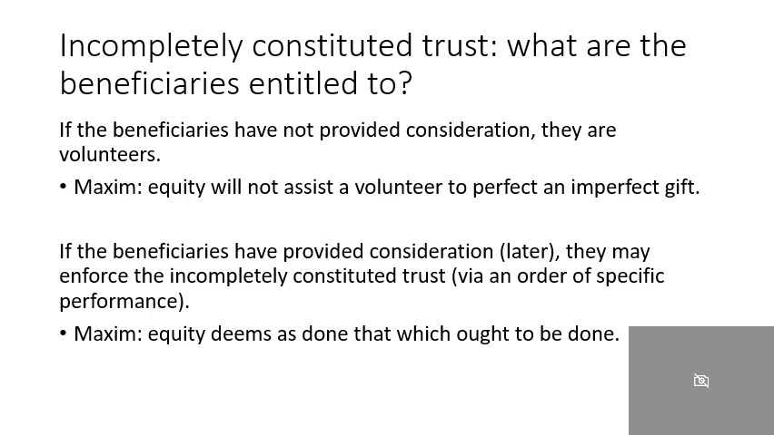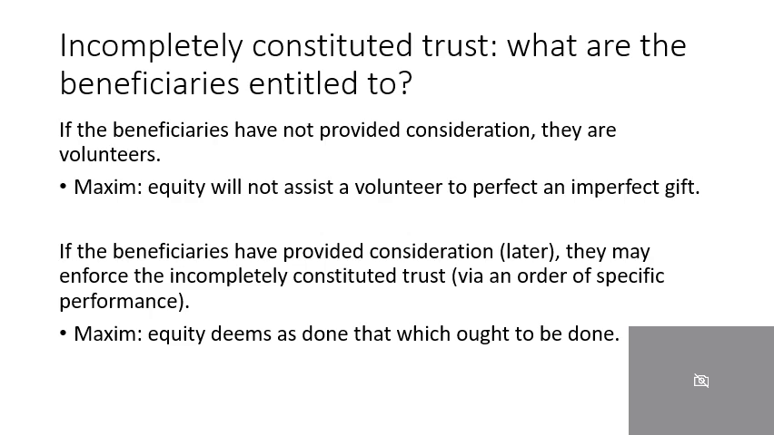This is an imperfect gift in the sense that the trust has not been completely constituted. Why? Because the settlor had not transferred legal title of the property to the trustee, so the title hasn't been vested, which means it's an incompletely constituted trust. Hence, it is an imperfect gift. And if it's an imperfect gift, the beneficiaries are now asking equity, can you please grant an order of specific performance, forcing the settlor to do what he or she promised?